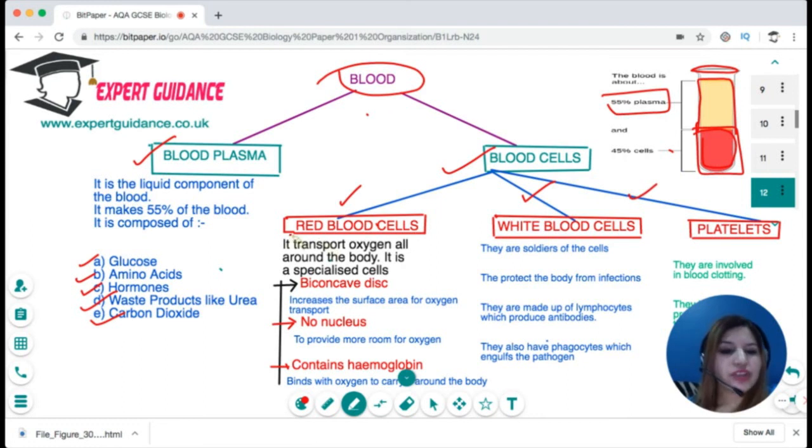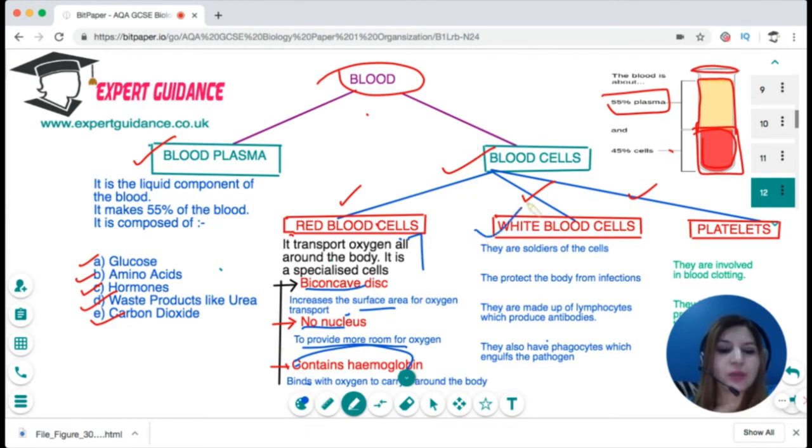The function of the red blood cell is to transport oxygen all around the body, and it's a special cell. Why is it a special cell? Because to carry out these special functions, it has special adaptations, like they are in the form of biconcave disc, which increases the surface area for oxygen transport. They have no nucleus, so that they can have more room for the oxygen, and they contain a pigment called hemoglobin, which binds with oxygen and carries it all around the body.